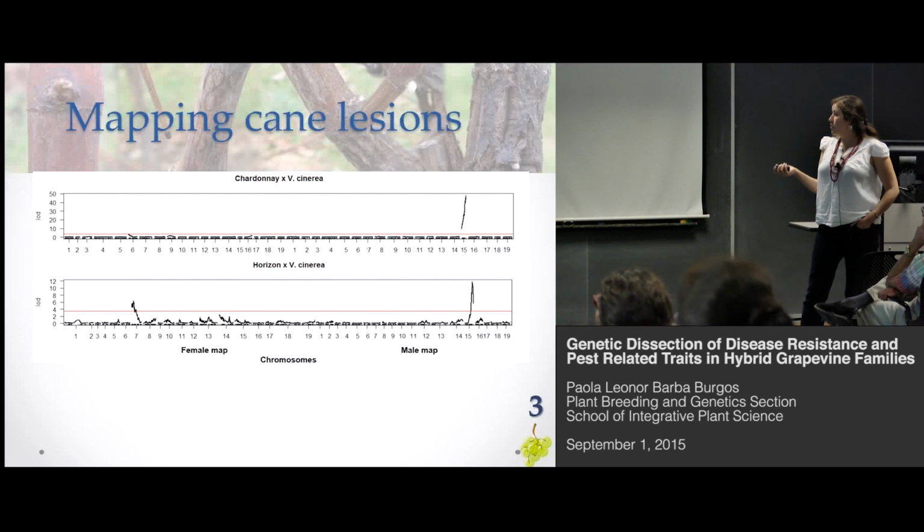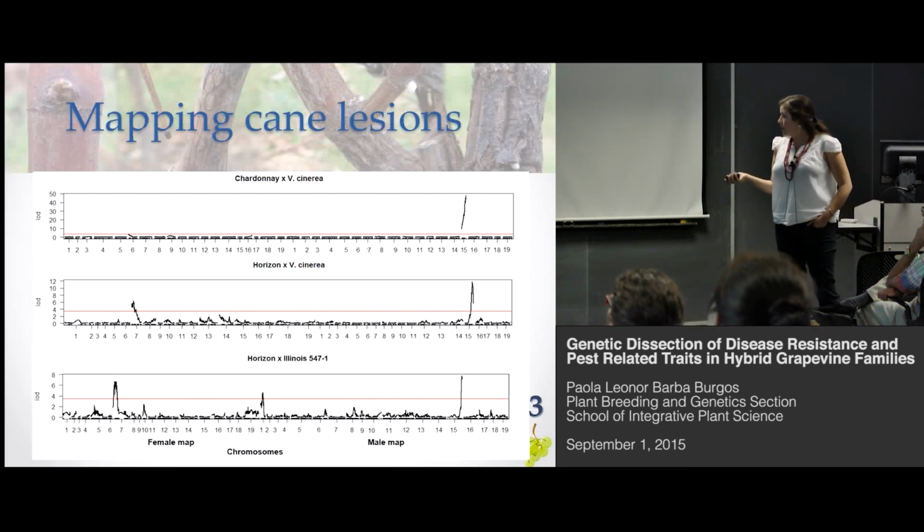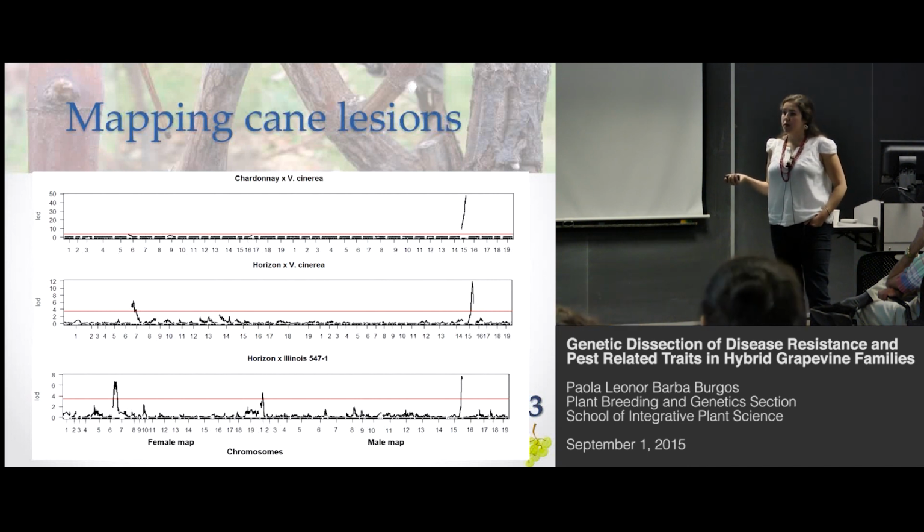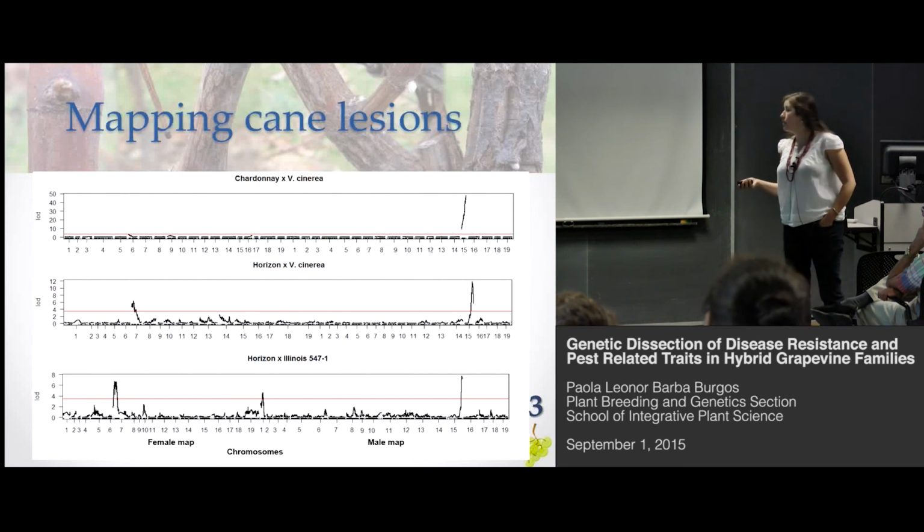In the next population, the Horizon by cinerea population, we found again the QTL in chromosome 15 and another QTL in chromosome 7. And for the third family, Horizon by Illinois, we found the QTL from Vitis cinerea, a QTL from Horizon, and this other QTL, which we think is coming from Vitis rupestris, which is the grandparent.